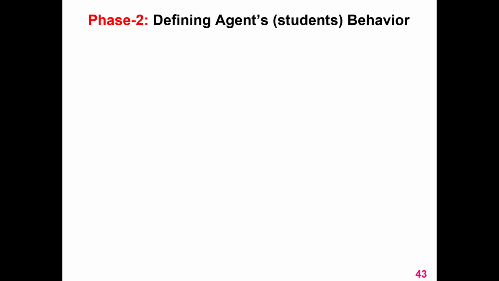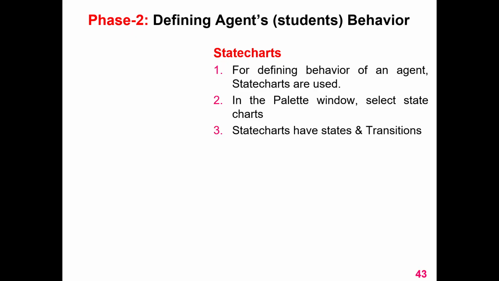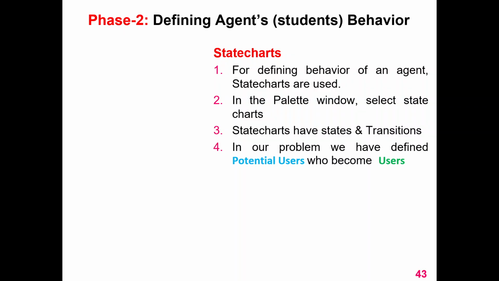Okay, so how to define the behavior? There is a very interesting tool in AnyLogic called state charts. The state charts are used for defining the behavior of the agents. If you go to the palette window, we have a whole library that has tools related to state charts. The state charts have many options, and we'll go through them in this video. Some are states and transitions.